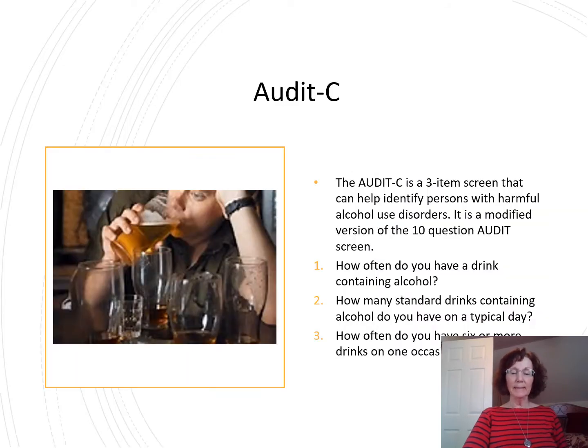The Audit C is a 3-item screen that can help identify persons with harmful alcohol use disorders. It's a modified version of the 10-question Audit screen. The first 3 questions are, have you had a drink containing alcohol? If so, how often? How many standard drinks containing alcohol do you have on a typical day? And how often do you have 6 or more drinks on one drinking occasion?